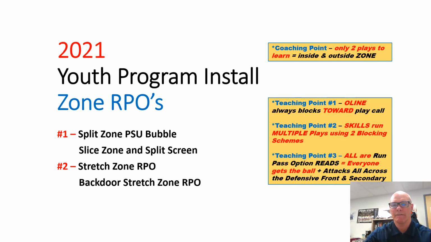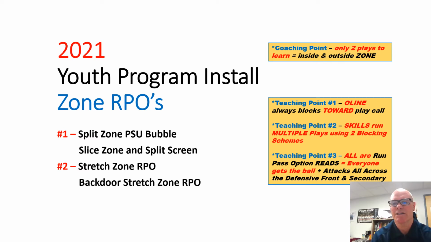Teaching point number one, the O-line will always block towards the play call. The reason we use zone blocking is we don't have any linemen pulling, and we simply have them go towards the play call. Teaching point number two, the skills on the back end will run multiple plays using just those two blocking schemes. So this is how you can have a whole offense with only two blocking schemes up front.